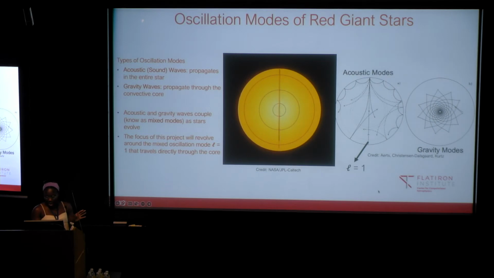The focus of this project will revolve around the dipolar mixed oscillation mode, L equals 1, that travels directly through the stellar core and is seen on both plots here. Additionally, the parameter L simply denotes the number of surface nodes that a wave has as it travels through the star.